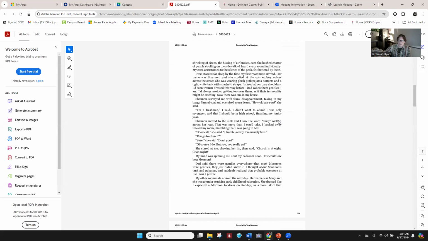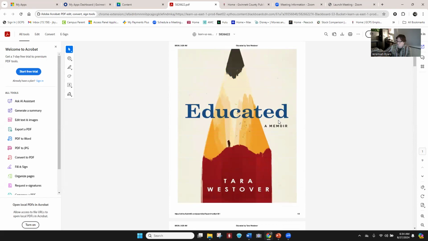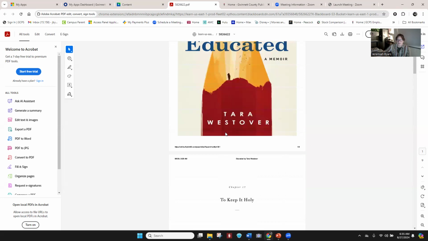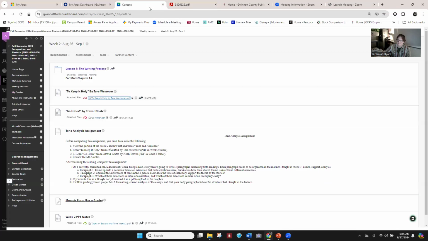Tara Westover was born and raised by some pretty fundamentalist Mormons up in the mountains of Idaho, where her parents homeschooled her. When she gets to be college age, she chooses to go to Brigham Young University. Her parents don't want her to go and object to it, but she goes anyway. It's the first time ever being in a public school, which is in college. This chapter is about her realizing that even though she was homeschooled, she wasn't taught everything that she should have been taught.